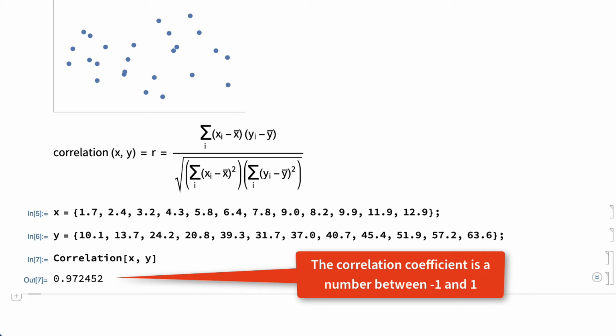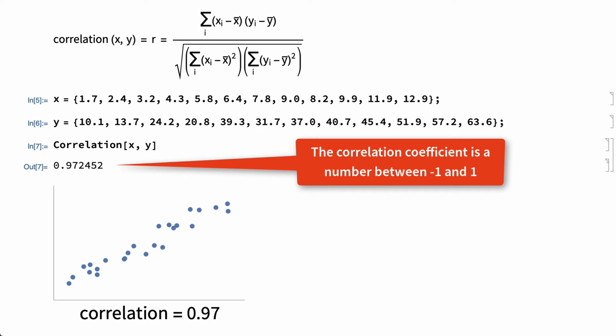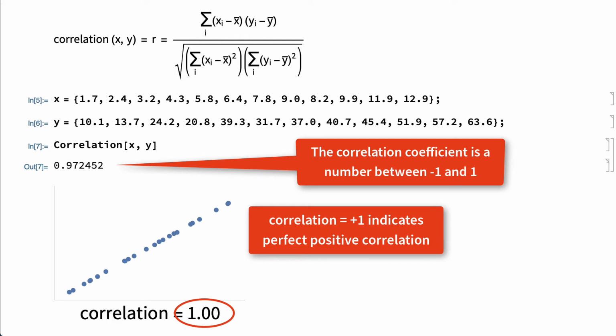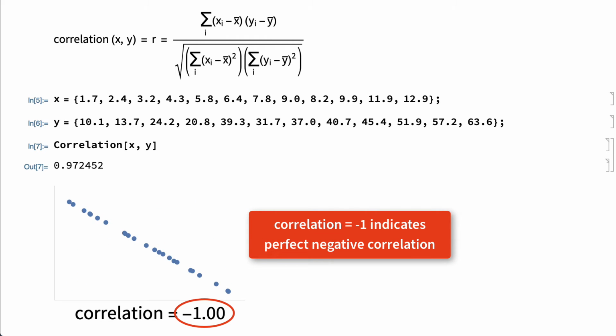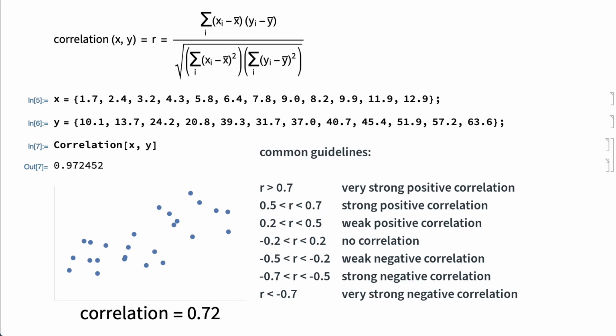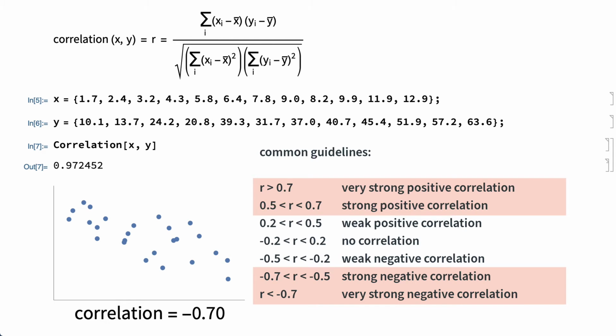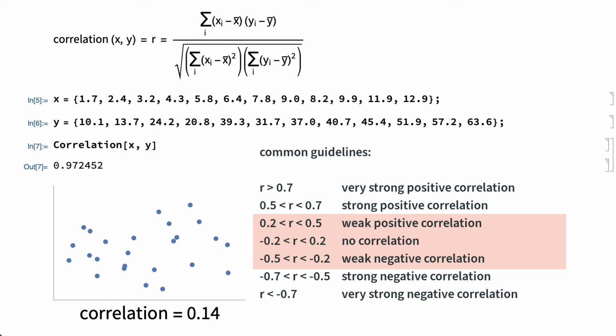The result is a number between -1 and 1, where 1 indicates perfect positive correlation and -1 indicates perfect negative correlation. In some applications, a general guideline is that correlation above 0.5 or below -0.5 is considered strong or very strong correlation, and correlation between -0.5 and 0.5 is considered a weak correlation or no correlation, but those guidelines can vary widely in different applications.